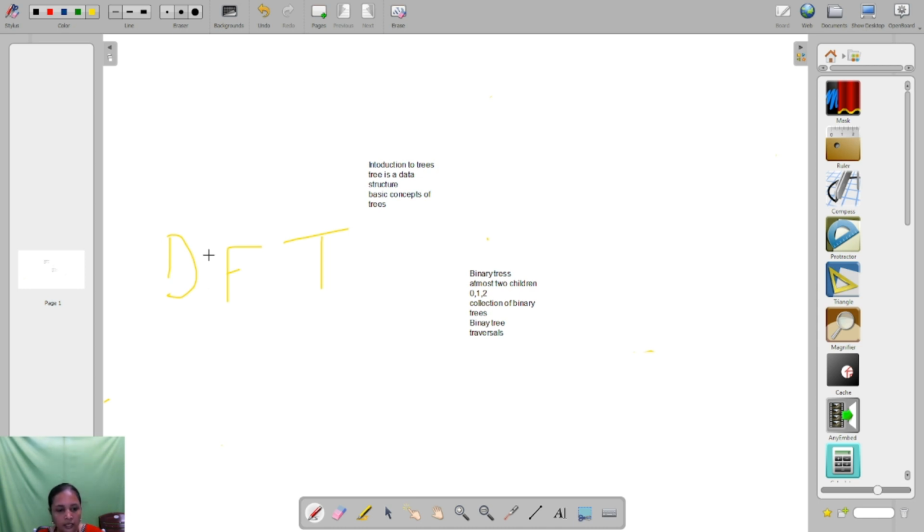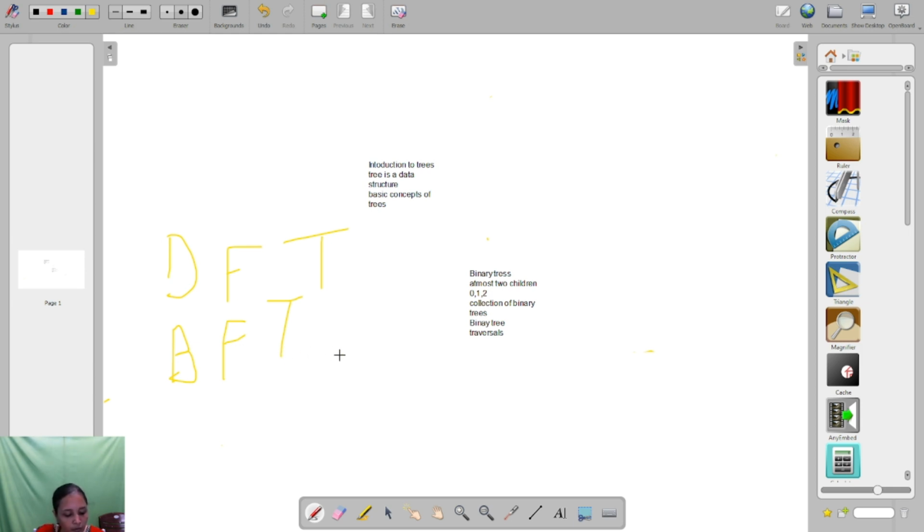Once again I repeat, depth first traversal means all of the descendants, meaning the nodes below, are processed before the next level. Breadth first search is denoted by BFT. In breadth first search, each level is completely processed before the next level.